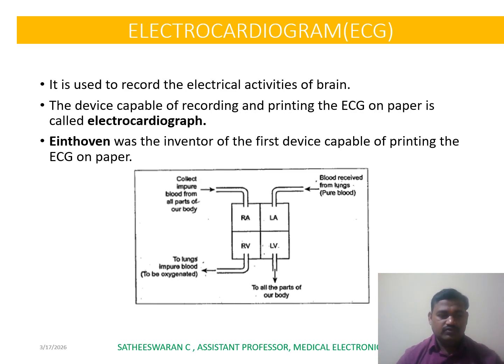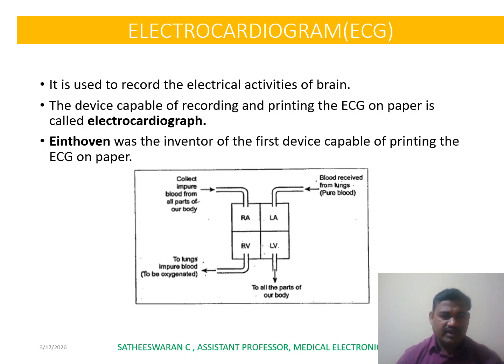The heart is divided into four chambers: left atrium, right atrium, left ventricle, and right ventricle. There are four valves. One valve between the right atrium and right ventricle, another between the left atrium and left ventricle, another between the right ventricle and the lungs, and another between the left ventricle and the aorta. These are the four valves present here.